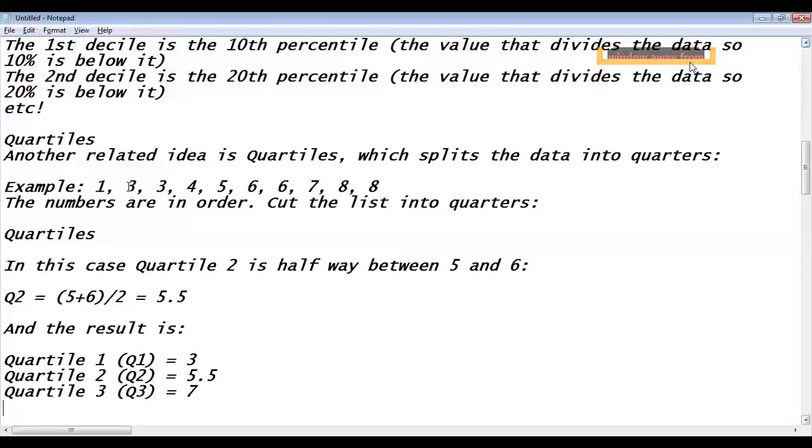Then the first quarter, you can see it is on 3. The second quarter, it is on 5.5. The third quarter is 7. Okay. So these are the 3 quarters: first quarter, second quarter, and third quarter. So this is the idea of quarters, quartiles. So I hope this is clear. Next is we have some formula, we have some methods of how to find the percentile. So let's see them.